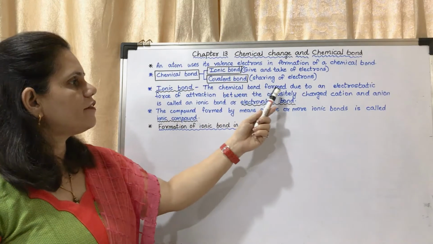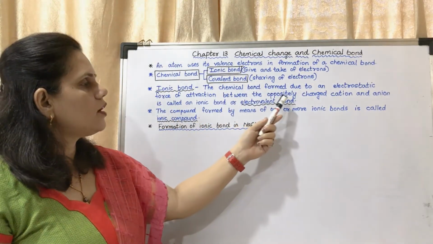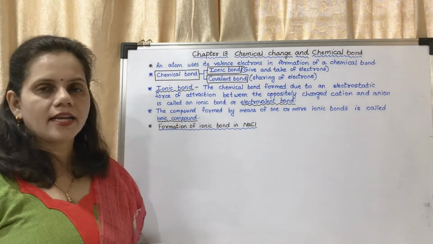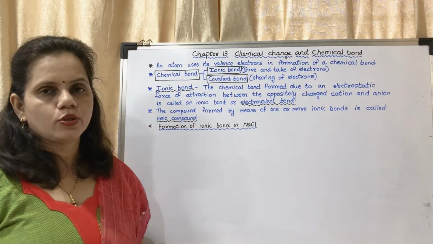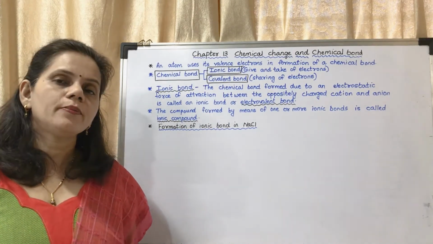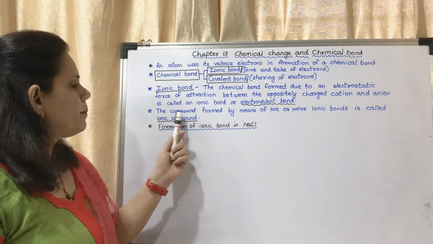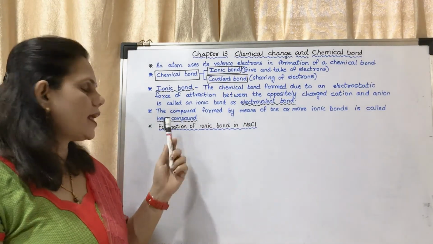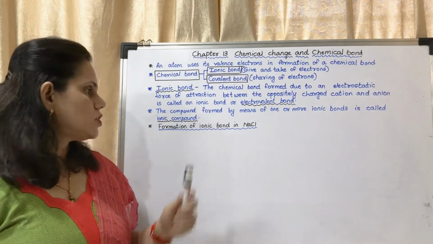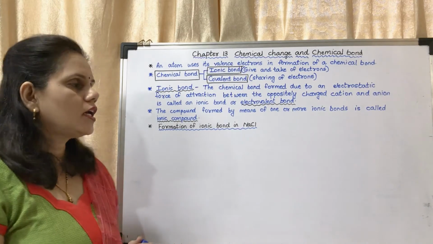The chemical bond formed due to electrostatic force of attraction between the oppositely charged cation and anion is called an ionic bond or electrovalent bond. Now, what do you mean by a cation and an anion? That we will see. The compound formed by means of one or more ionic bonds is called an ionic compound. So here we will see formation of ionic bond in sodium chloride.